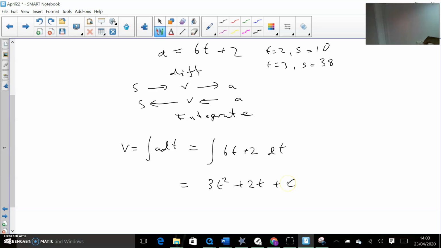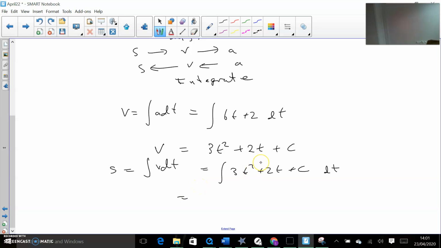And the constant c is what we would discover if we had a value of v for a value of t, but we haven't got that. What we've got here is two values for s at two different values of time. So I need to carry on integrating to get s, because we have s is the integral of v dt. So that is equal to the integral of 3t squared plus 2t plus c dt, and c we haven't yet found.